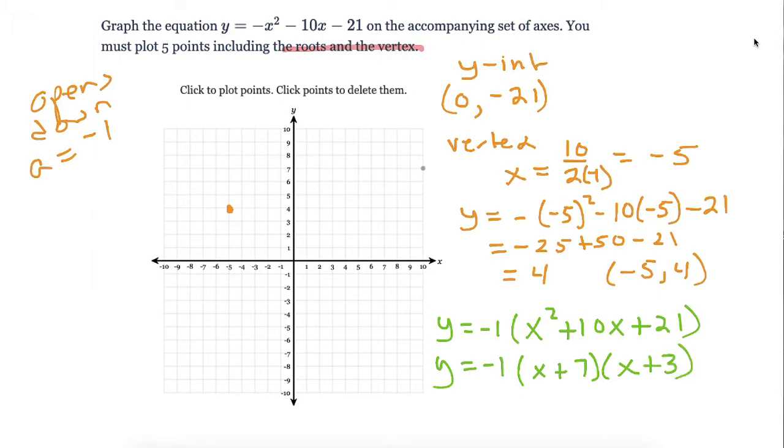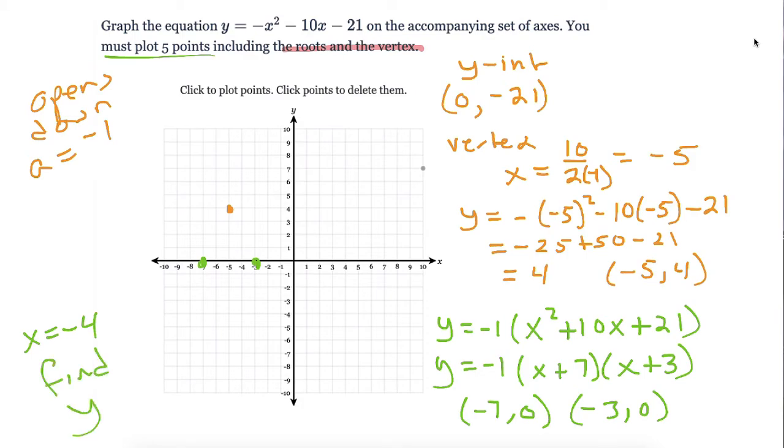So our x-intercepts then are going to be negative 7, 0 and negative 3, 0. So negative 7, 0 is right there. Negative 3, 0 is right there. And then to find other points, because it asks you to plot 5 points, you're going to just pick x equal to negative 4 and find y, and then that will get you the other points.